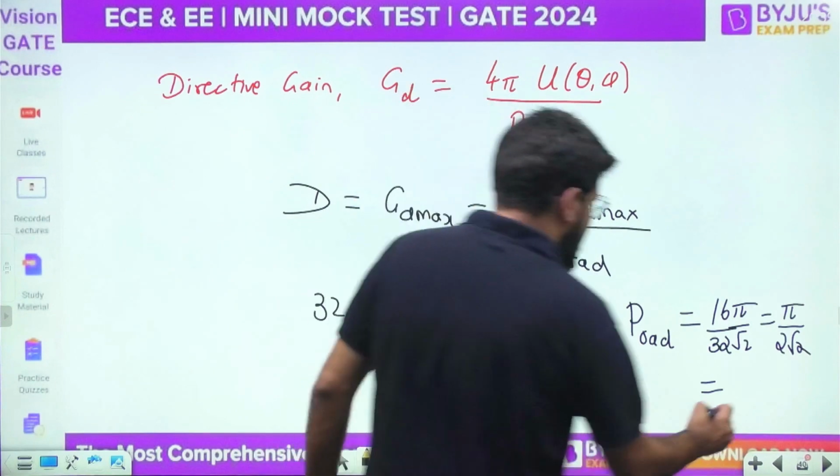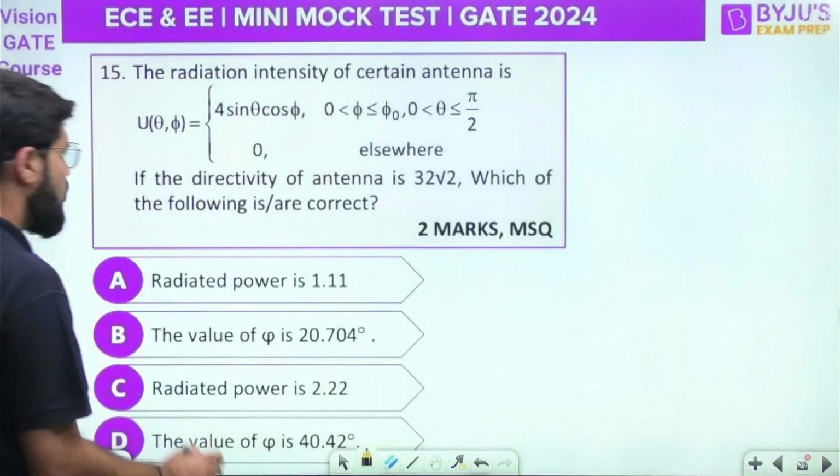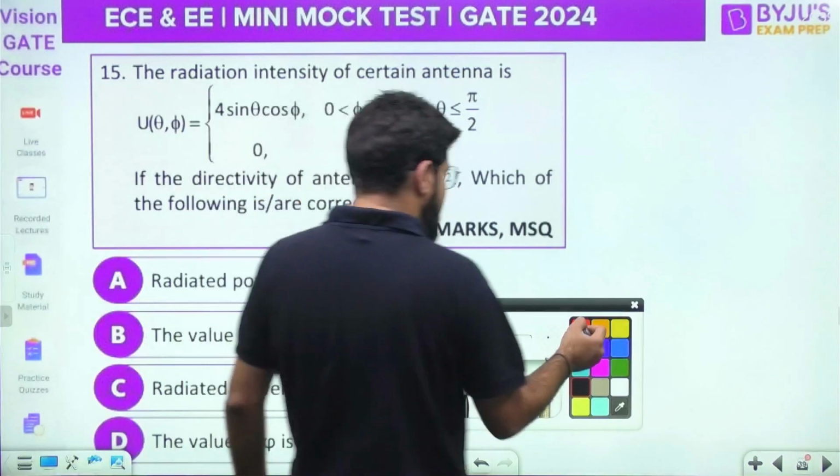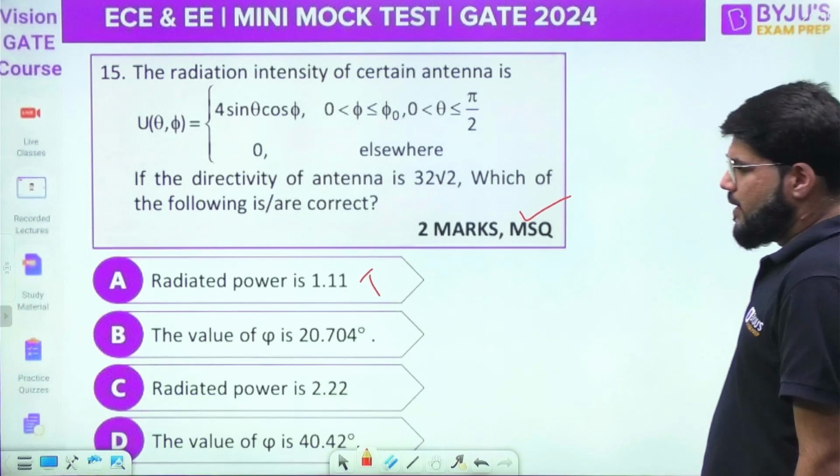Yeah, 1.11. The radiated power by the antenna is 1.11 watts. Okay, and it is an MSQ question. Pay attention. So 1.11 is correct. Okay, so this is wrong.